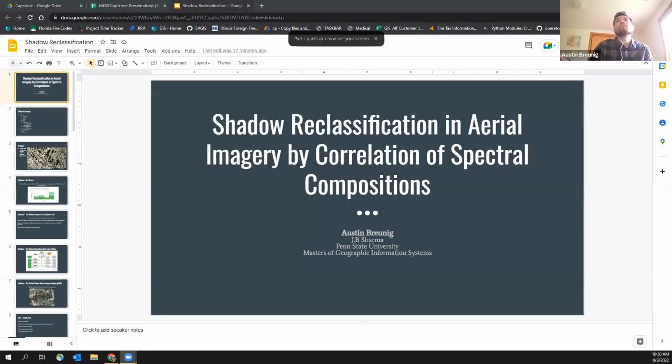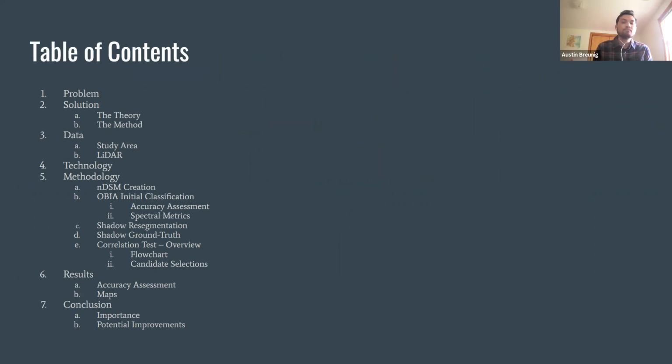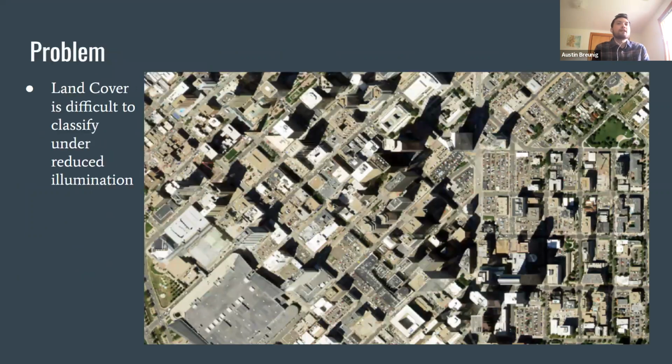Cool, thank you. Okay, cool. So thanks for joining me today, everyone. My capstone thesis was on shadow reclassification in aerial imagery by correlating spectral compositions. The problem I attempted to address is that when classifying land cover in any sort of imagery, it's very difficult to classify what's truly underneath shadows, and especially in an urban context, shadows are very prevalent in the imagery.